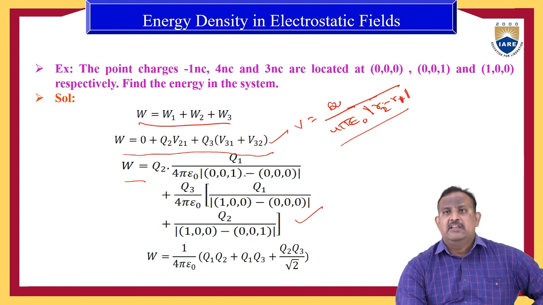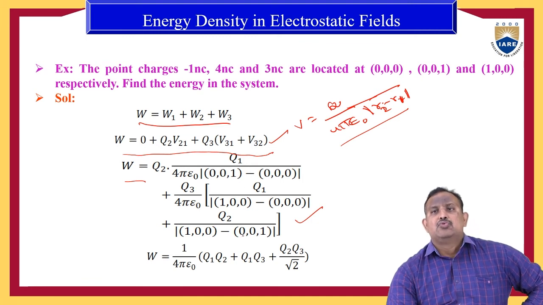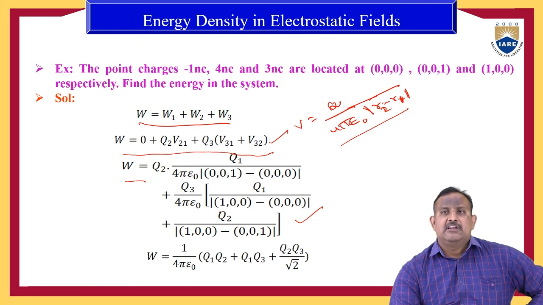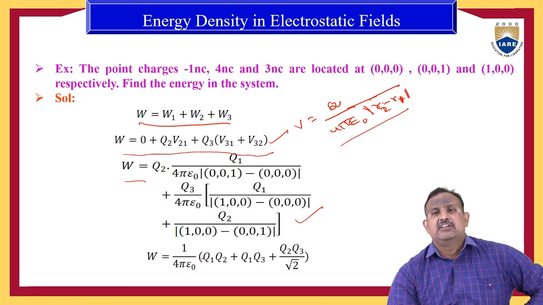0, 0, 1 minus 0, 0, 0. Therefore, the distance is 1. Here also the distance is 1. Here the distance is root 2. Therefore, the equation can be simplified as, in all the three terms, we have 1 by 4 pi epsilon naught as a common term. Therefore, we can take 1 by 4 pi epsilon naught outside.